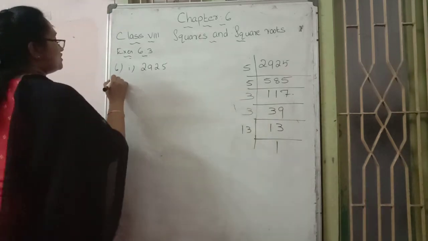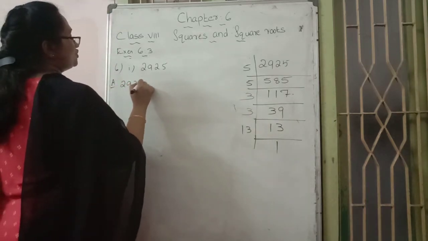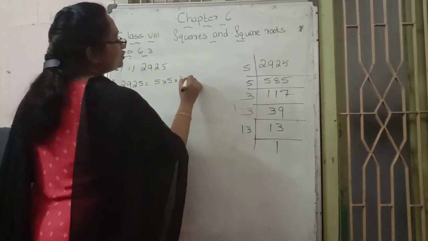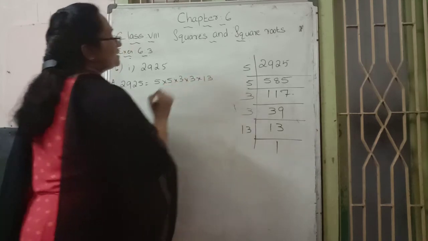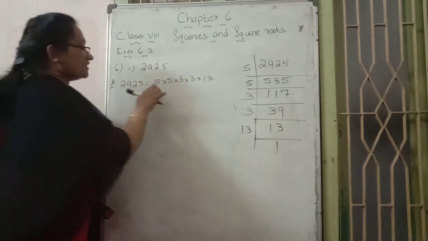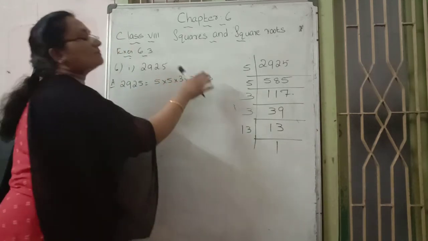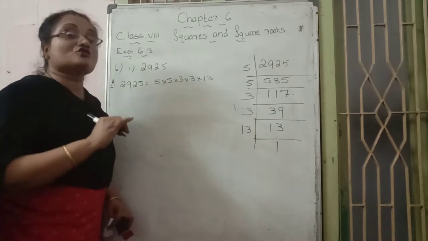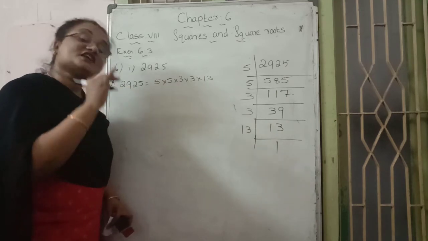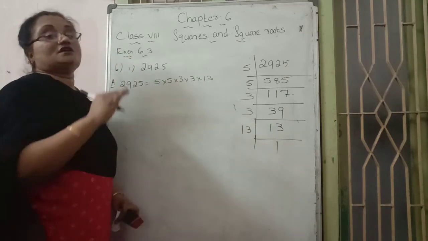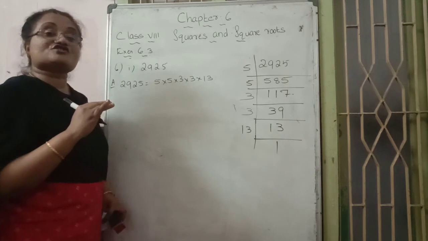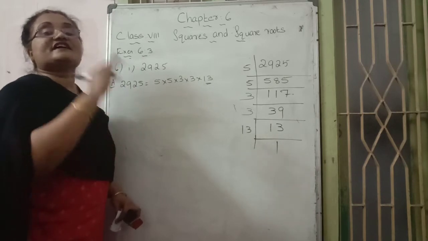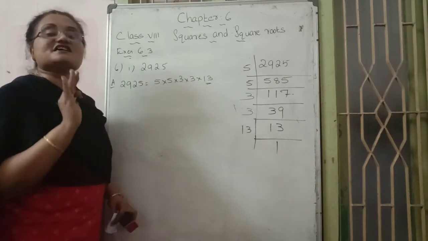Then the factors. Writing the factors of 2925: what are the factors? 5 into 5 into 3 into 3 into 13. Here which number has no pair? 5 has a pair, 3 has a pair, but 13 has no pair. That's why we can decide which number to use in a division case question. Dividing, we can make it a perfect square with 13. 13 has no pair. That's why using another 13 and dividing, we can make it a perfect square.